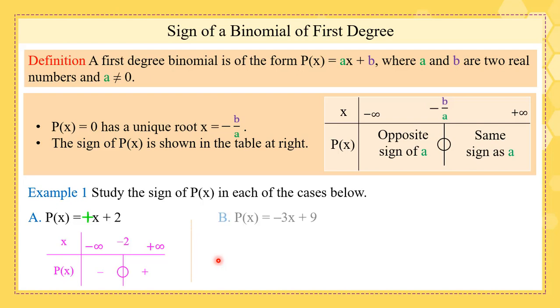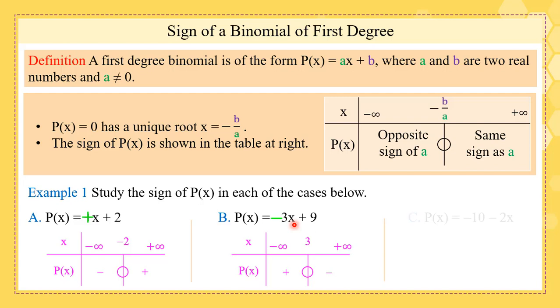So we fill in the signs as opposite sign of a, same sign as a. Let's see another example. P of x is also a binomial of first degree. Find the root. If minus 3x plus 9 is 0, the root would be 3. That's it. And then again we look at the sign of a, and a in this case is negative 3. So we fill in the table by opposite, same. The sign of a is negative, so this is positive, this is negative.